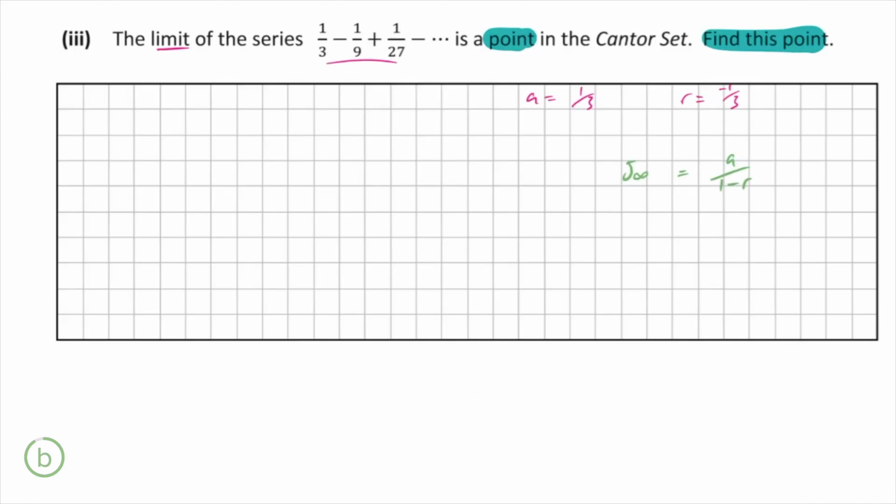So given our sum to infinity formula, our limit is going to be equal to 1/3 over 1 minus minus 1/3, or 1/3 over 4/3, which just simplifies to 1/4. And that's our limit. So nothing too difficult there, and that's worth 10 marks. And that's actually it for this question.